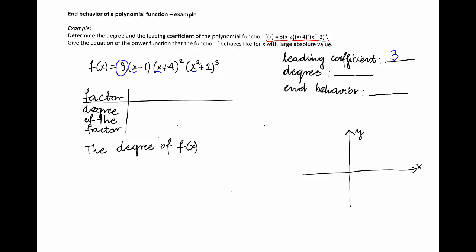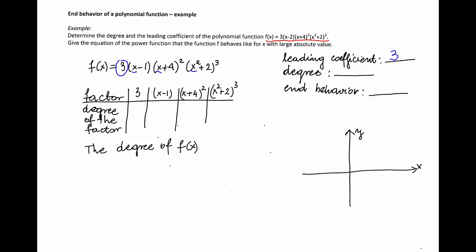Now, as for the degree of the polynomial, we have to remember that the degree of the product of two or more polynomials is the sum of the degrees of all the factors. So it is enough to determine the degree of each factor and add them all to get the degree of the whole polynomial. So let's look at our function and list the factors. The factors are 3, then x minus 1, then x plus 4 squared, and the last factor is x squared plus 2 to the power 3.